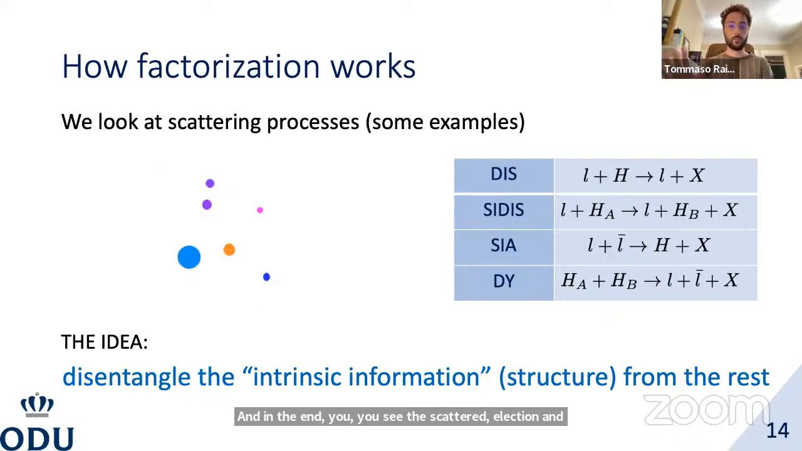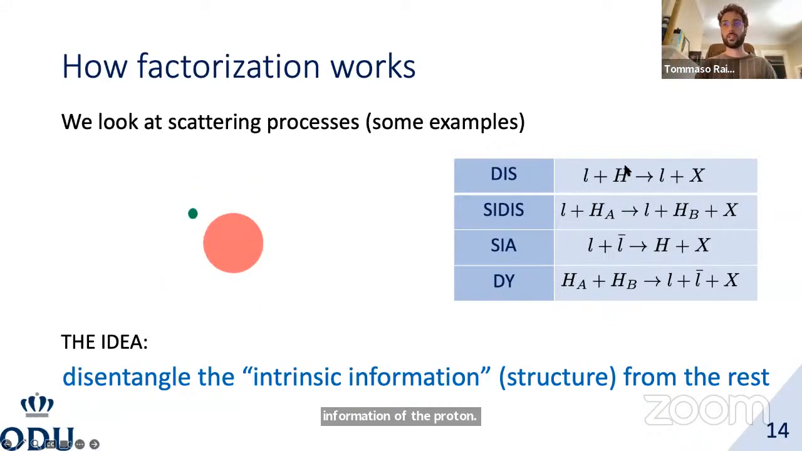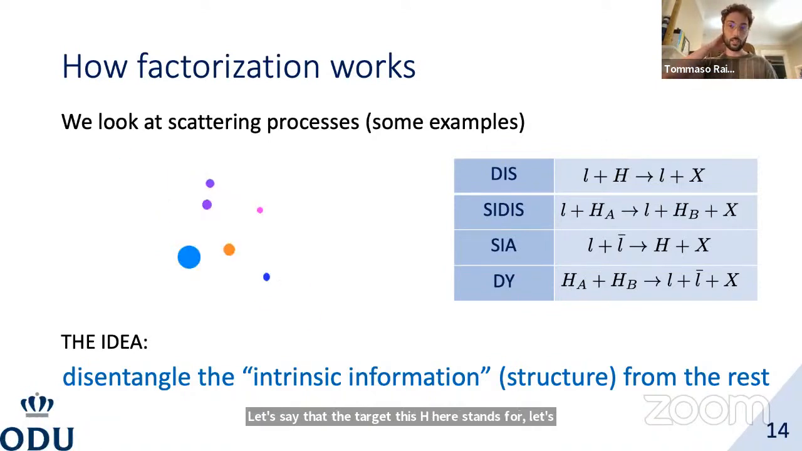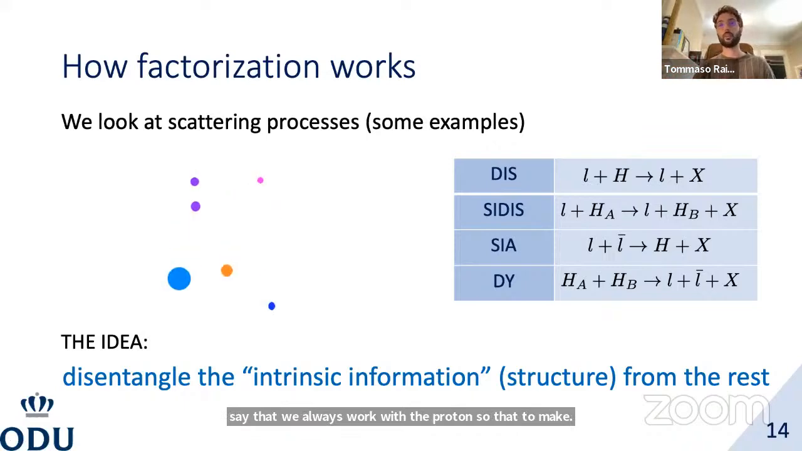And in the end, you see the scattered electron and everything else that comes out of that collision. And you don't really care what that is. You just sum over everything, really. And from there, there is a theorem that tells you how to get some of the information of the proton. The H here stands for hadron. Let's say that we always work with a proton, to make it easier to understand.